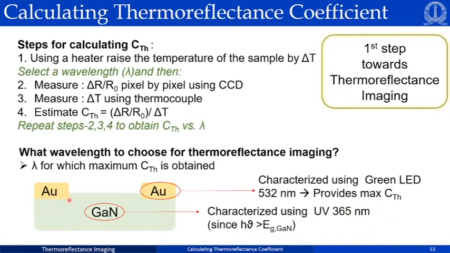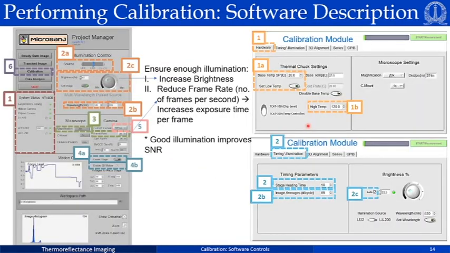So to measure the surface temperature of the gallium nitride semiconductor, that is, to measure the temperature distribution in this region, you have to use UV LEDs, because that will give you a high value of the thermo-reflectance coefficient. So this is the very first step towards the imaging technique.